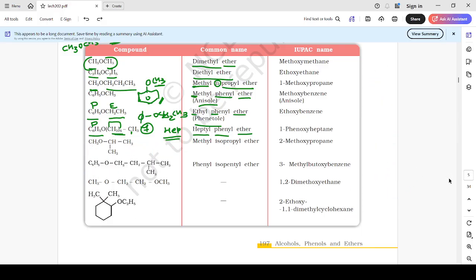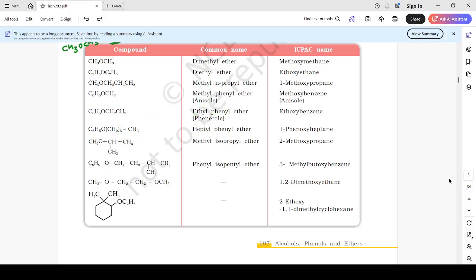Now let us understand the IUPAC name. How do I name the ethers? CH3OCH3. For IUPAC name, always choose the lowest carbon chain to add oxy to this. So if I have ether, for the IUPAC, I generally call it by methoxy, ethoxy like that. For that case, I will always choose the shortest carbon chain or lowest carbon chain.